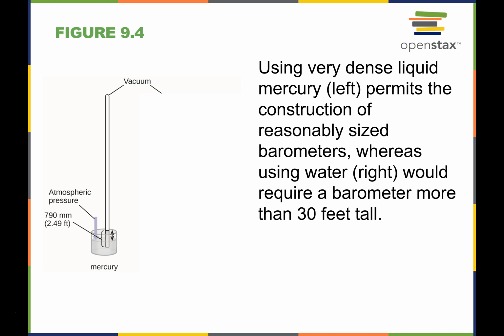So mercury does pretty well. Okay, you can kind of see this is a mercury barometer. It's closed at the top, vacuum pulled. Again, the 760 millimeters of mercury, which is about 31 inches or so. That is the distance right here between the bottom of the mercury, how far up it goes. Mercury works well because it's so dense.